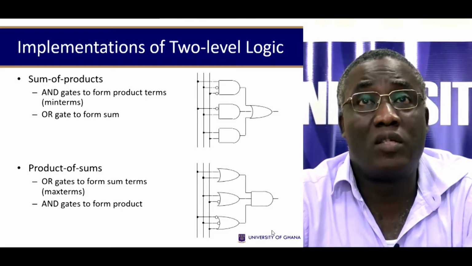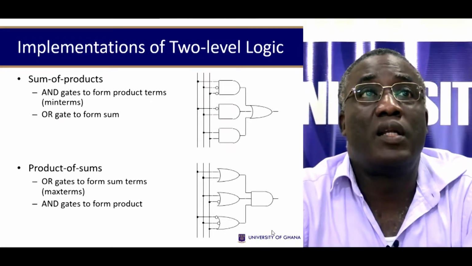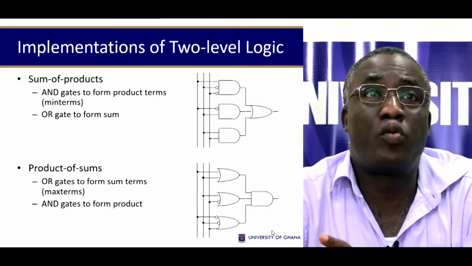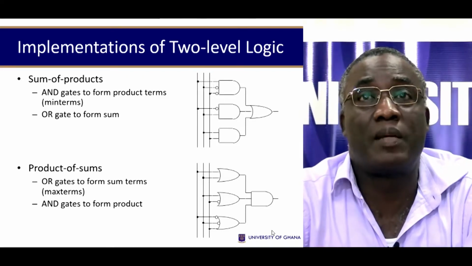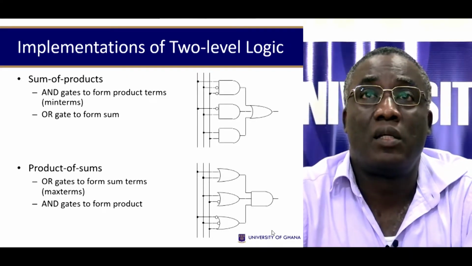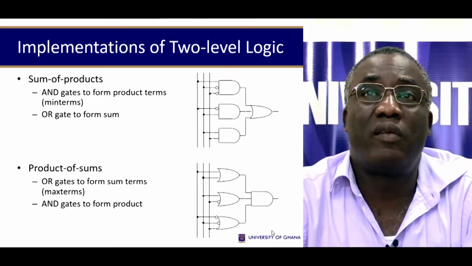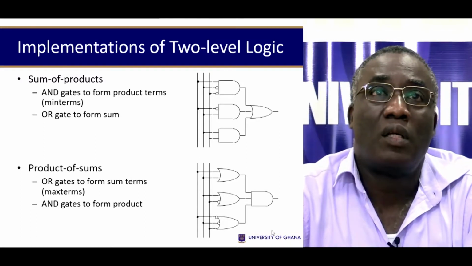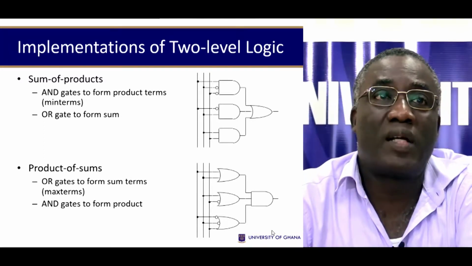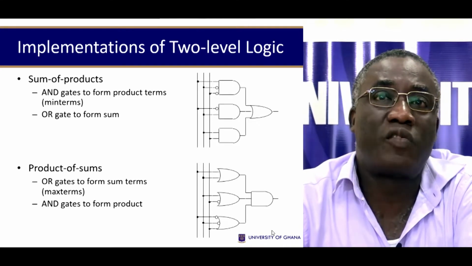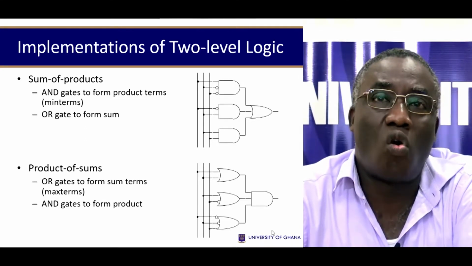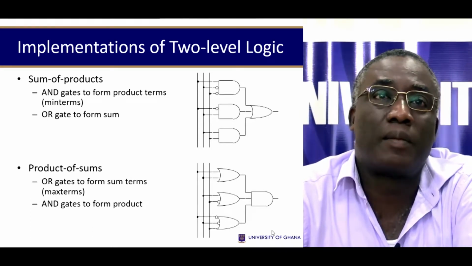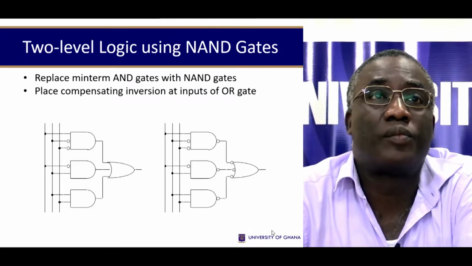So let's look at the implementation of two-level logic. In a two-level logic, you have a sum of products: AND gates to form the product terms, or minterms, and an OR gate to form the sum. So the AND gates are then combined into an OR gate. Or for the product of sums, you have OR gates combined into an AND gate. So these are two-level logic.